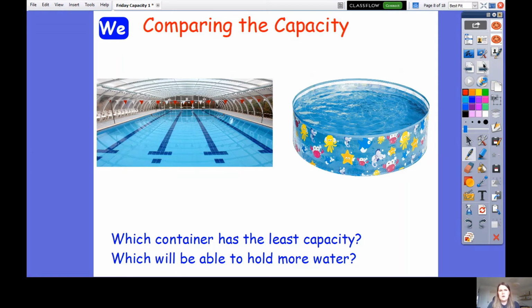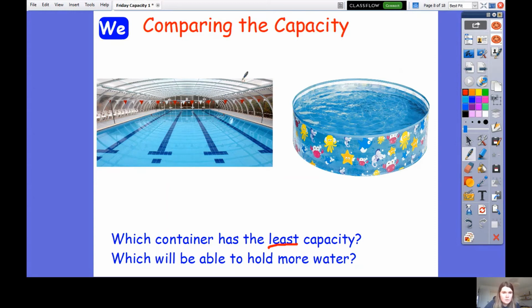Okay, your turn. I'm going to help you here. We're going to do it together. This time we're looking for the least capacity. Which container has the least capacity? So we're looking for the container that would be able to hold the least amount of water. So we've got a swimming pool and a paddling pool. Which one do we think has the least capacity, is going to hold the least amount of water? They both hold a lot of water, but which one holds more?